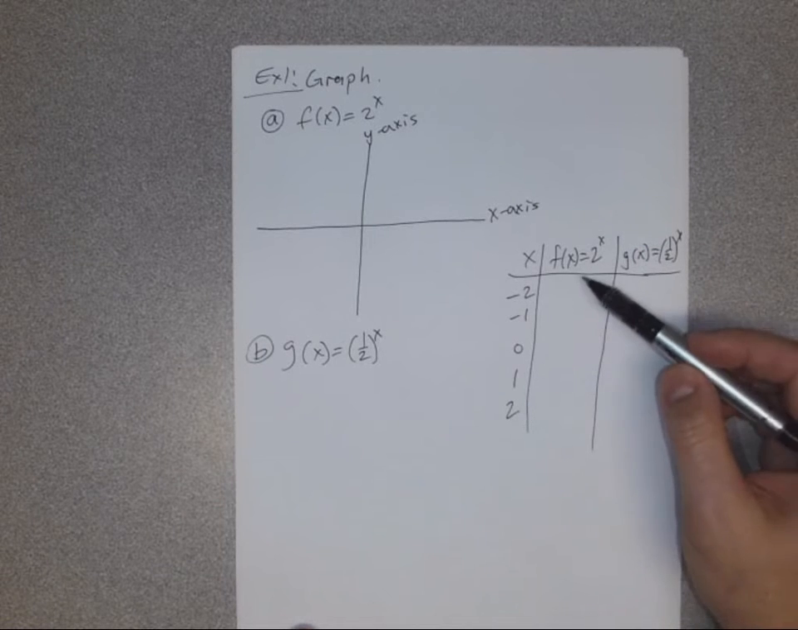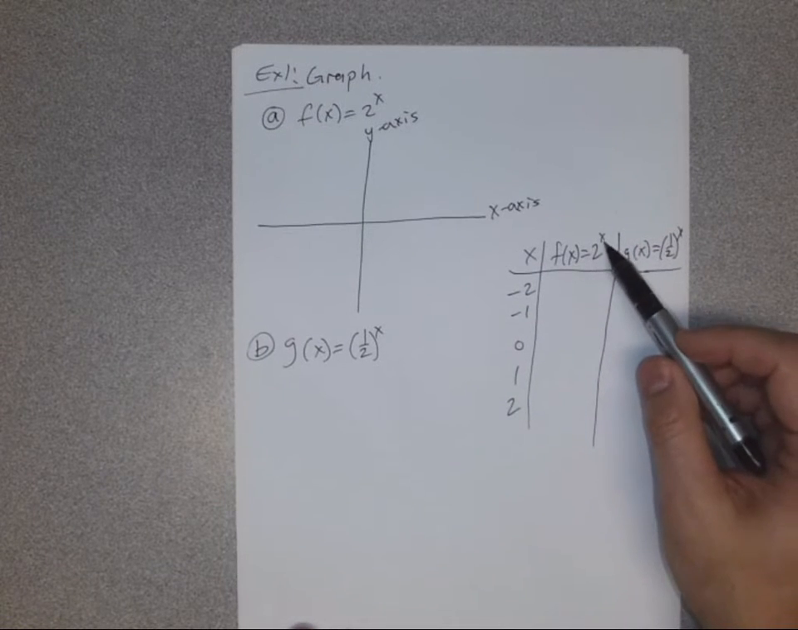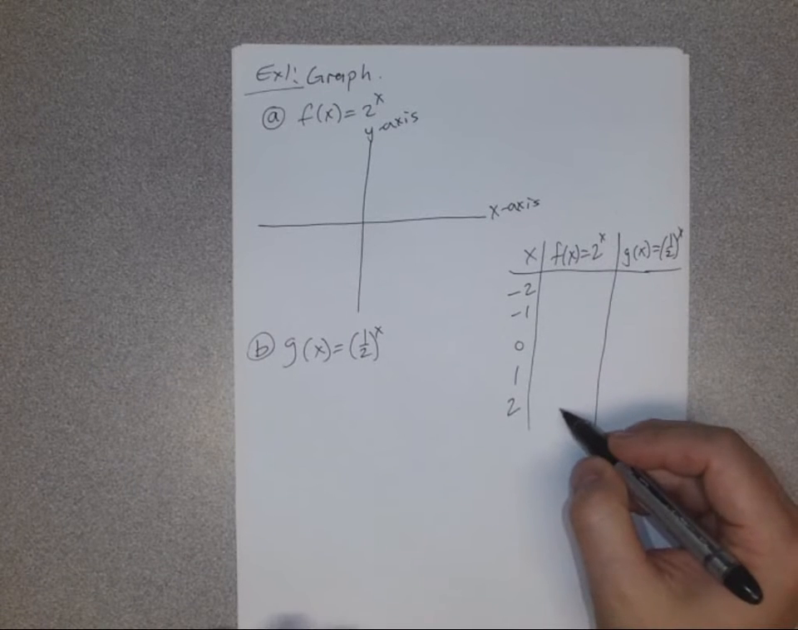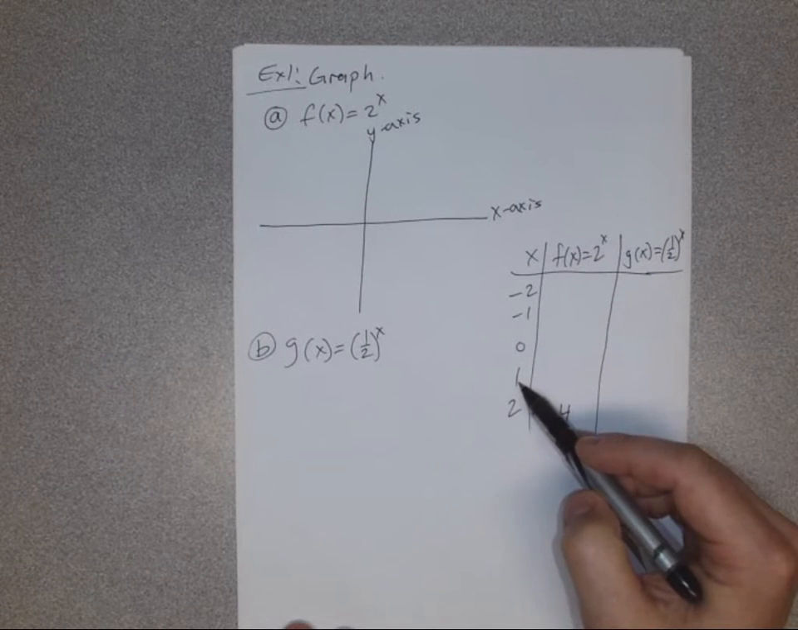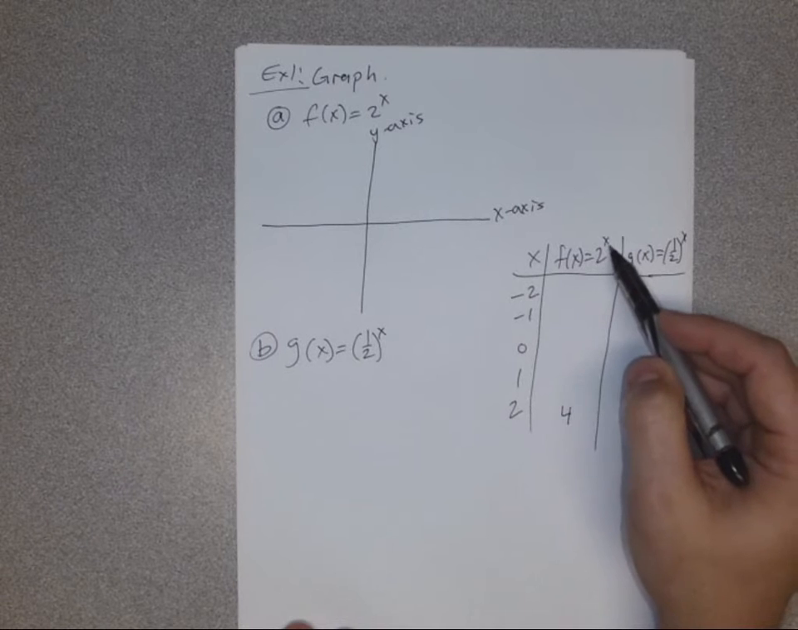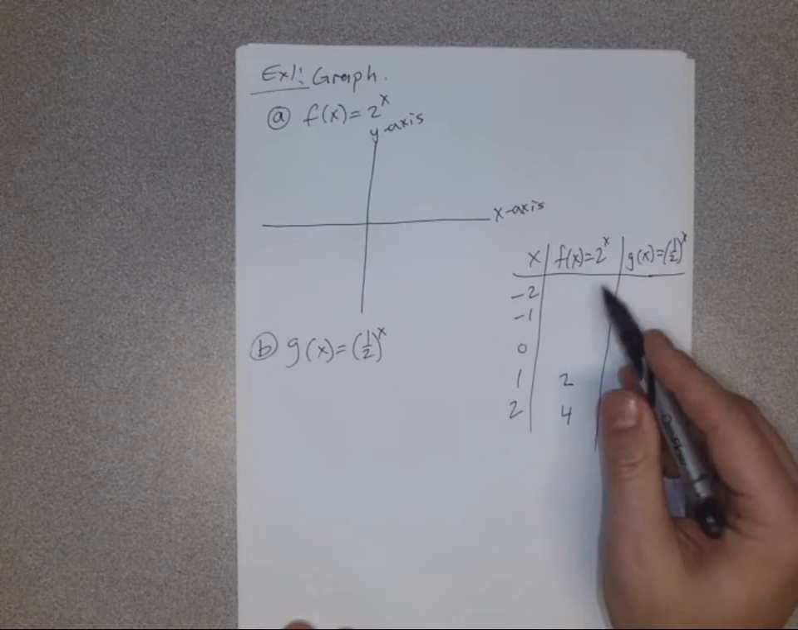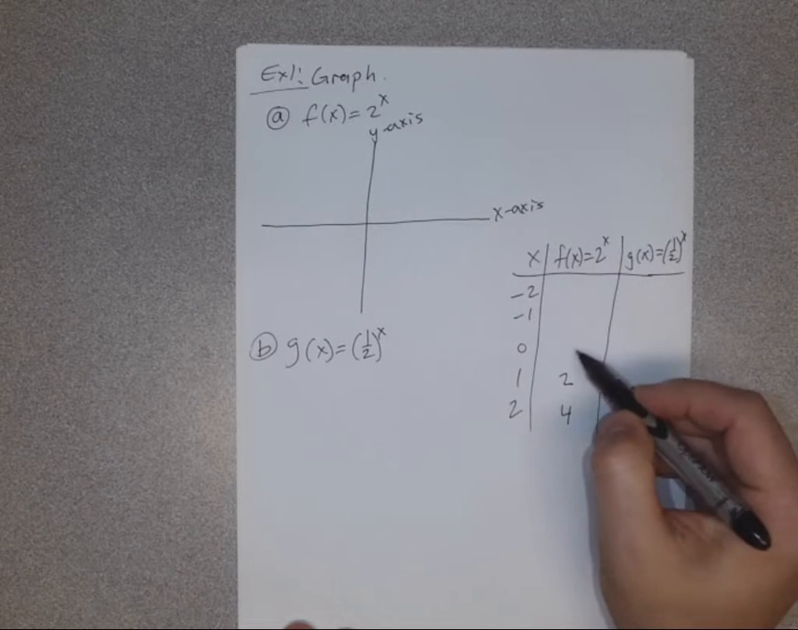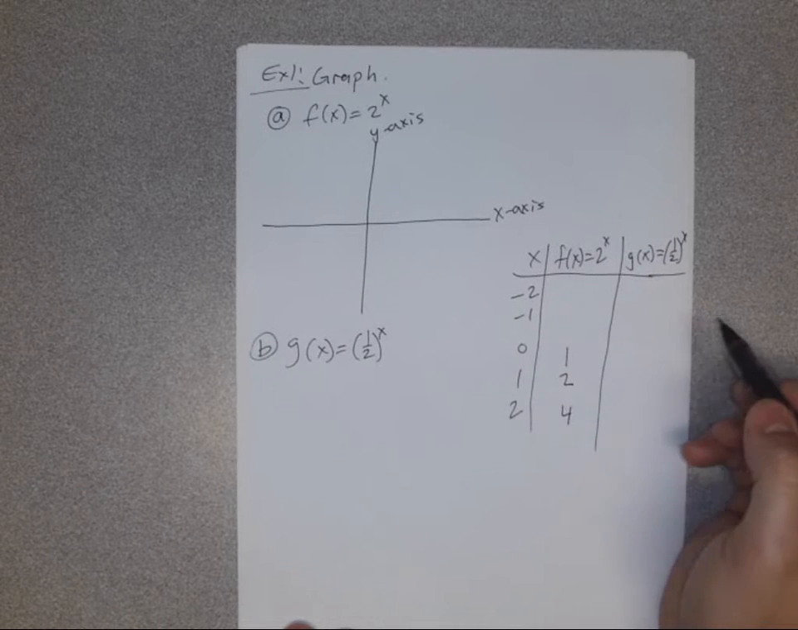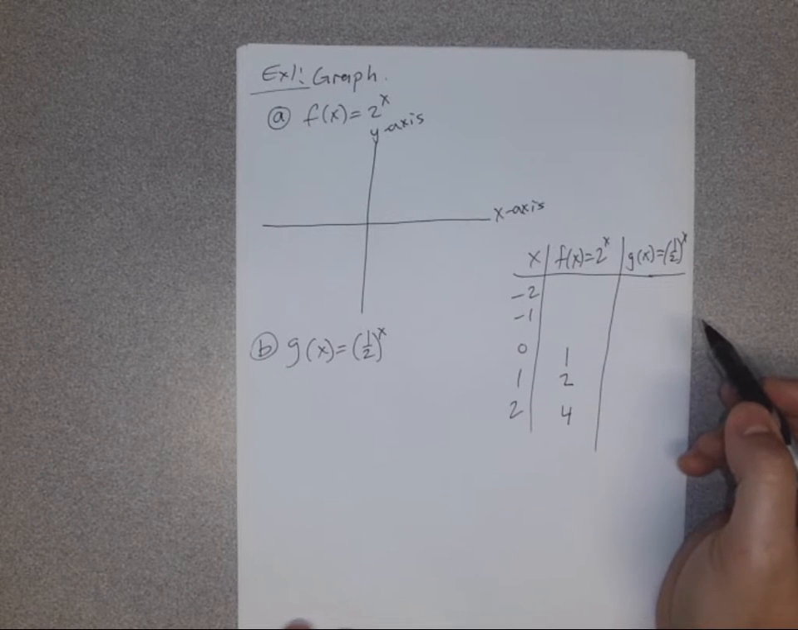So let's start with 2. So 2 squared is 2 times 2, which is 4. Then I plug in 1. 2 to the 1 power is 2. Then I said 0. 2 to the 0 power is 1. Anything to the 0 power is always 1.